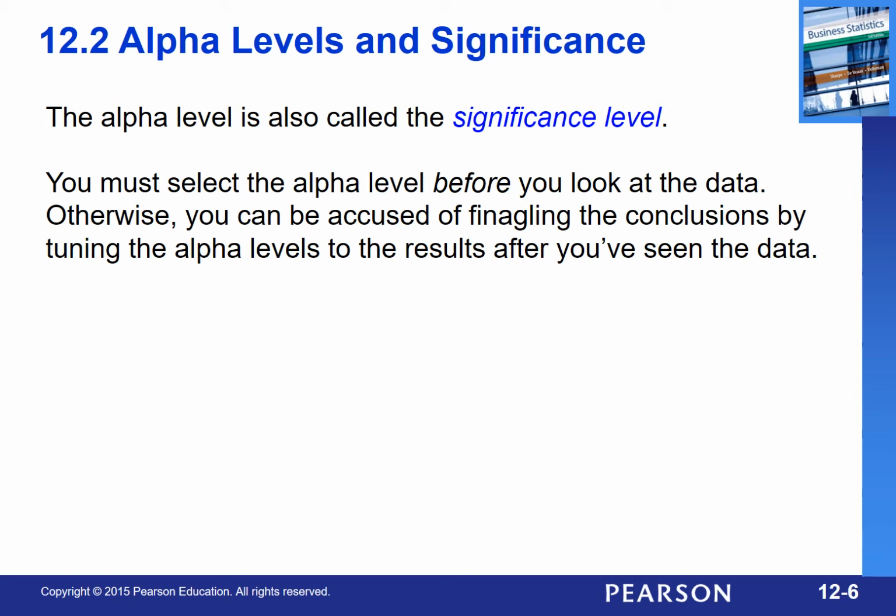So somebody might say, oh, I did my test and I got 8%, so I'm going to pick my alpha to be 10%, so then it's significant. That's just bad science and very dishonest. So let's be ethical and natural scientific minds who seek the truth rather than just what we want to hear.